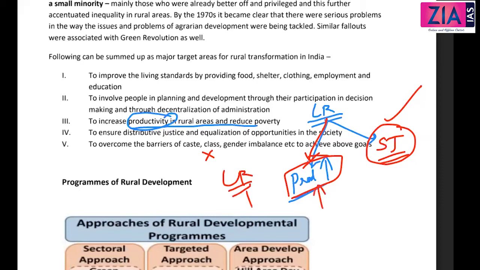So you can see that is the reason why this ownership was given to the subtenants and sharecroppers, and then the ceiling of land holding. All these, even later, some other land reforms were also there. I'll be discussing that later. For some of you, it's already done, like cooperative farming. So what is cooperative farming?